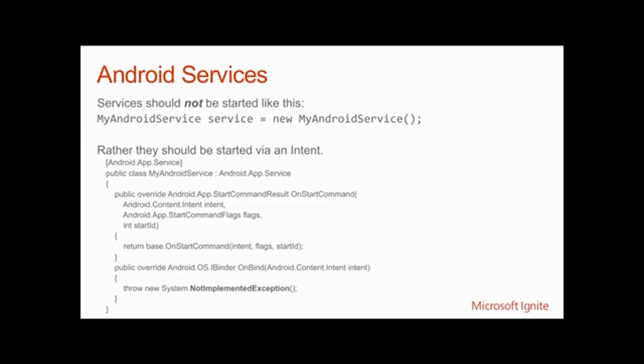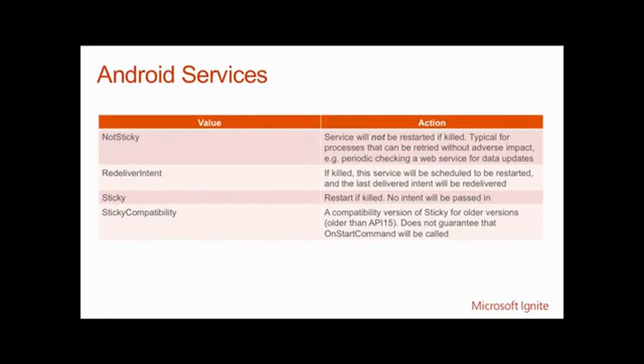You'll see that this onStart command is returning a value. But we want to return a value there, and that value is what determines what happens to our service if it does get killed by the operating system. So if we define it as not sticky, if the service gets killed, that's it, nothing automatic happens. And this would typically be for something that you can run repeatedly without adverse impact. Maybe it's downloading an update.